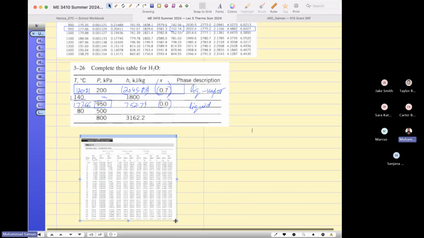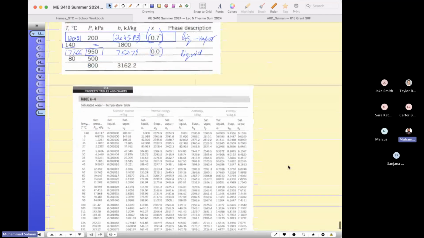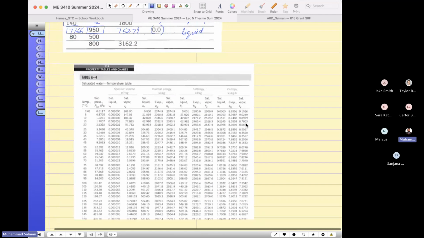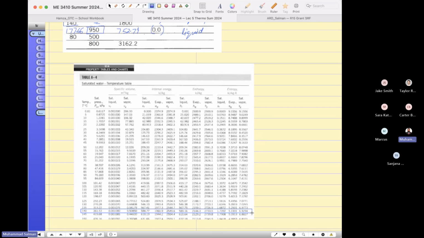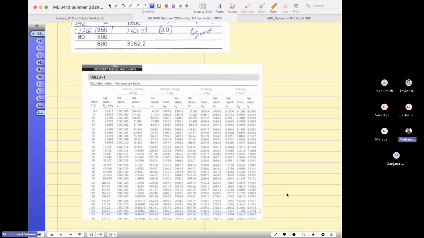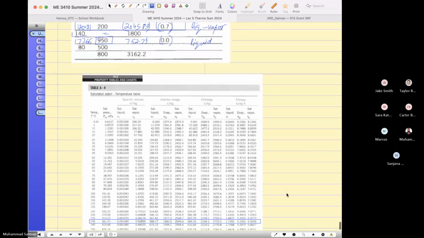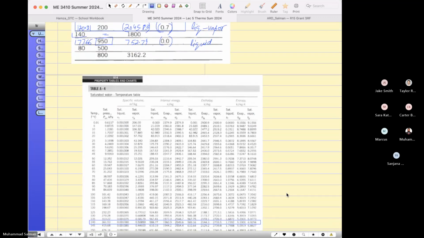So now we have done this part. I'm going to draw the rectangle around 140. This is the temperature table. The benefit is that it is convenient for us to find the values through the temperature table rather than the pressure table. At 140, what is the saturation pressure? Can you type in the chat box? What is the saturation pressure? 361. That's correct.